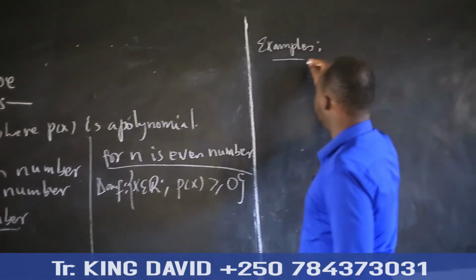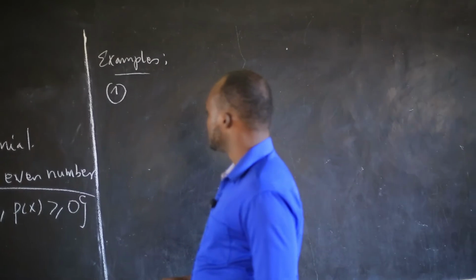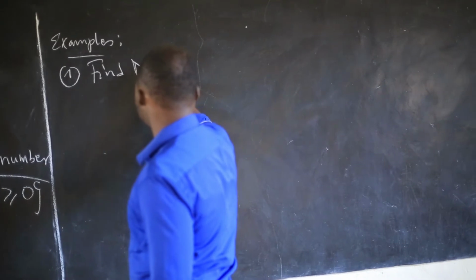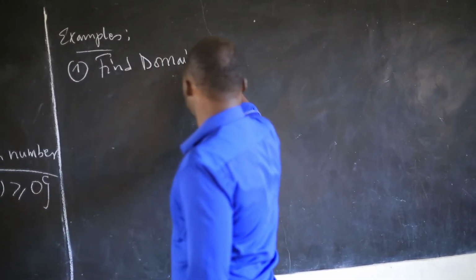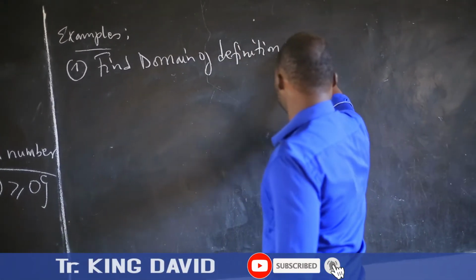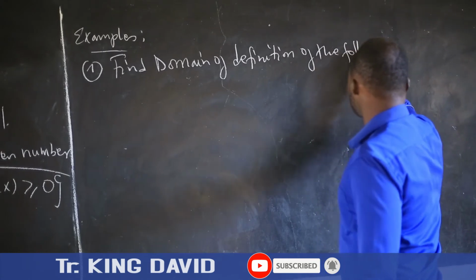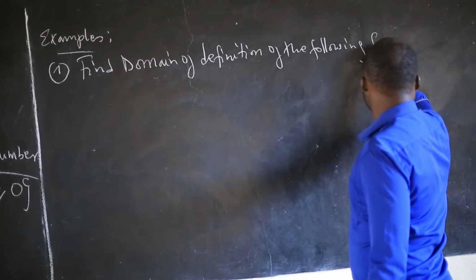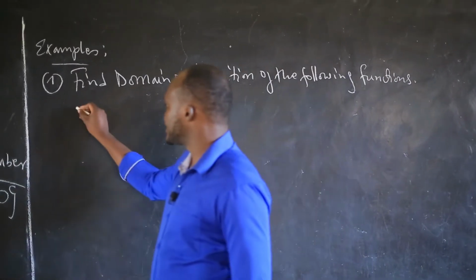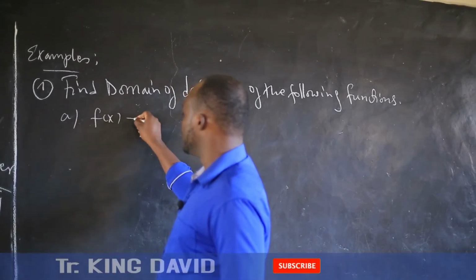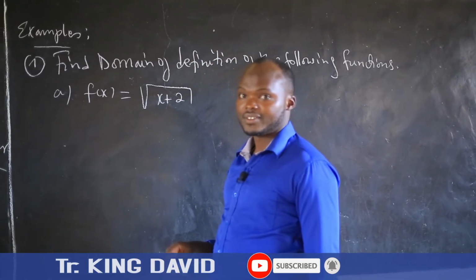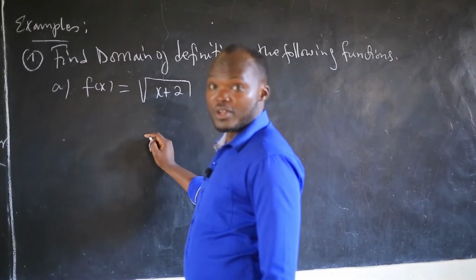Examples. Let's say the question is saying find domain of definition of the following functions. So we have f of x equal to square root of x plus 2. Find domain of that. Then how can we find domain of that?